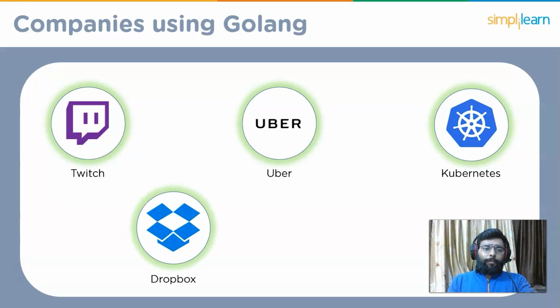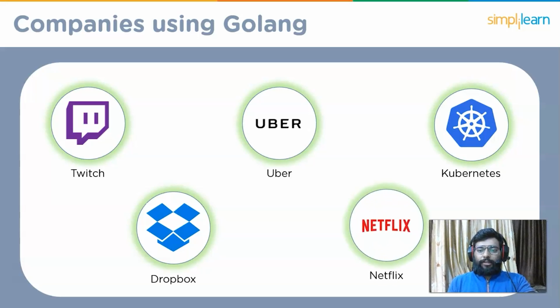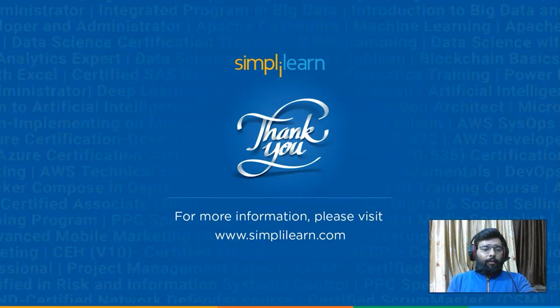Next is Dropbox. It is a file hosting service that has migrated some major components from Python to Go. The next is Netflix. It is the most popular OTT platform and has used Go to develop its server architecture. With that, we have come to the end of this session. I hope it was interesting and informative.